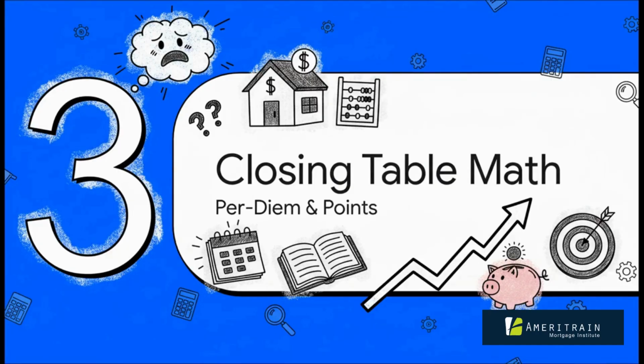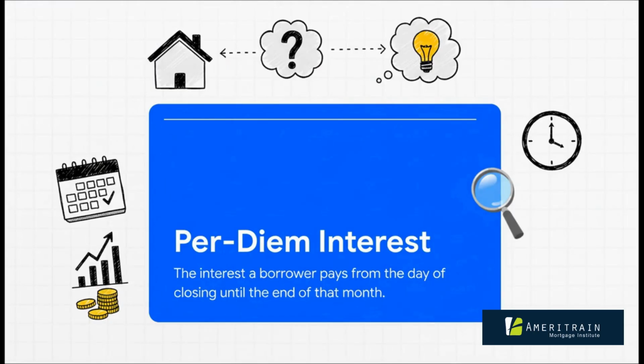All right, let's head to the closing table. This is where a lot of anxiety can pop up if your borrower sees numbers they don't expect. So we're going to demystify 2 of the most common costs they'll run into: per diem interest and points. First up, per diem interest. To a borrower who isn't prepared, this can look like some totally random fee that got tacked on at the last minute. But it actually makes perfect sense.